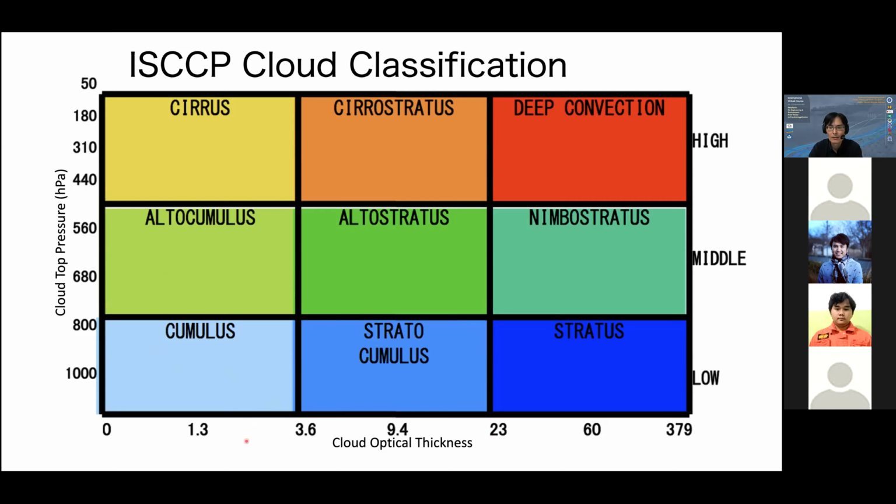For the y-axis, a cloud with an optical thickness of around 60 and relatively high level is classified as deep convection. And where the level is relatively low and the optical thickness is also small, this is a cumulus cloud. Such a typical nine-type classification can be done by analyzing geostationary or other satellite data.